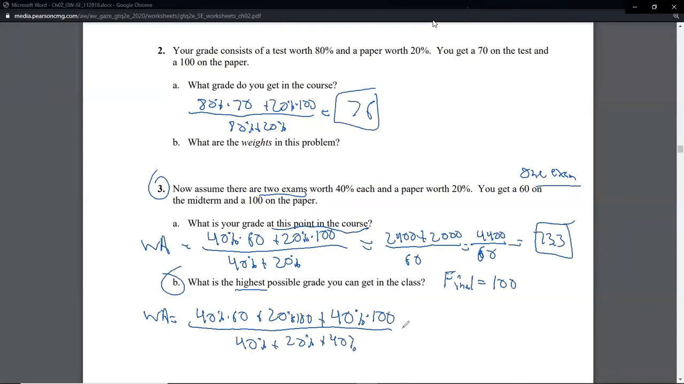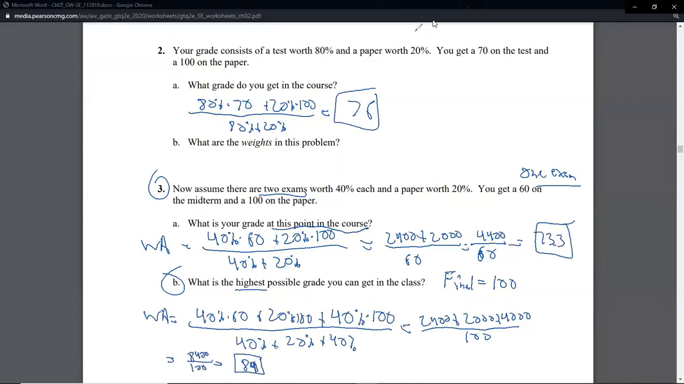All right, so 40 times, all of the first bits are still the same, so that's 2,400 plus 2,000 plus the 40 times 100 is going to give us 4,000, divided by 40 plus 20 plus 40, which is 100. Adding all of those up, that's 8,400, divided by 100, cancel the zeros, and you get an 84 as the highest possible grade that you can earn.